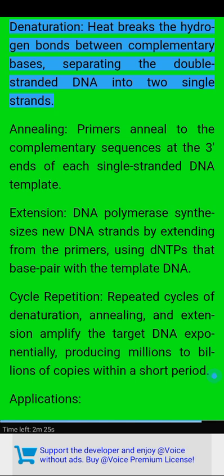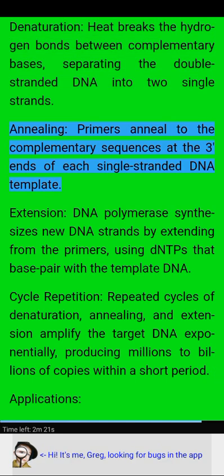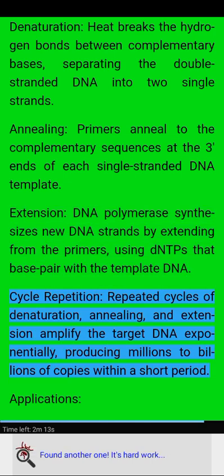Mechanism. Denaturation. Heat breaks the hydrogen bonds between complementary bases, separating the double-stranded DNA into two single strands. Annealing. Primers anneal to the complementary sequences at the 3' ends of each single-stranded DNA template. Extension. DNA polymerase synthesizes new DNA strands by extending from the primers, using dNTPs that base pair with the template DNA. Cycle repetition. Repeated cycles of denaturation, annealing, and extension amplify the target DNA exponentially, producing millions to billions of copies within a short period.